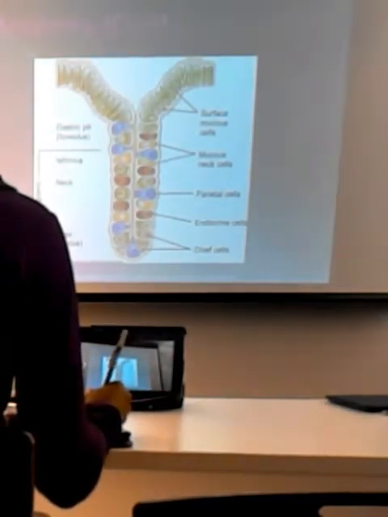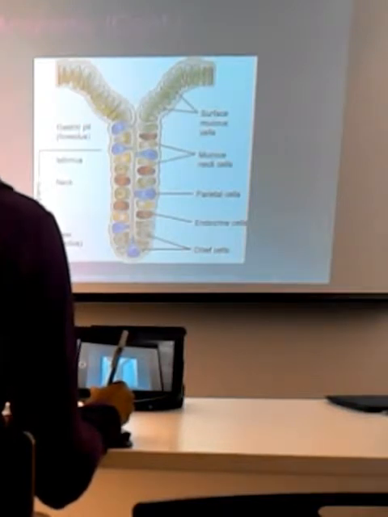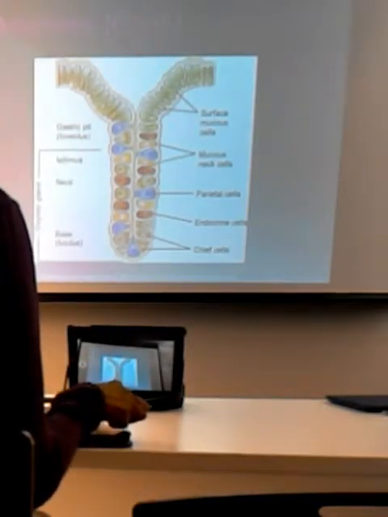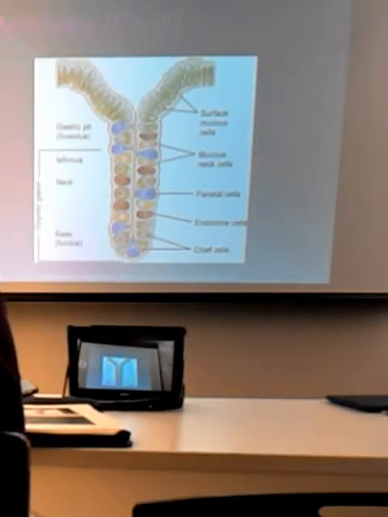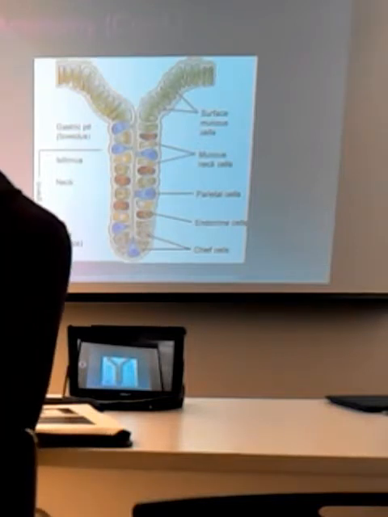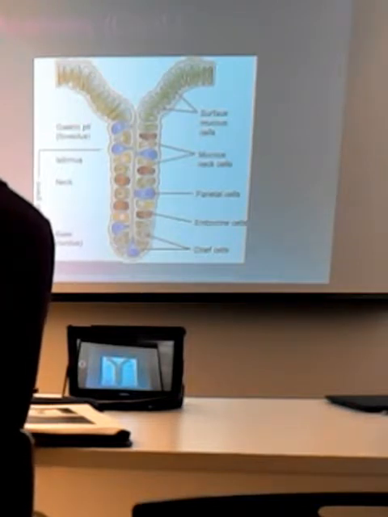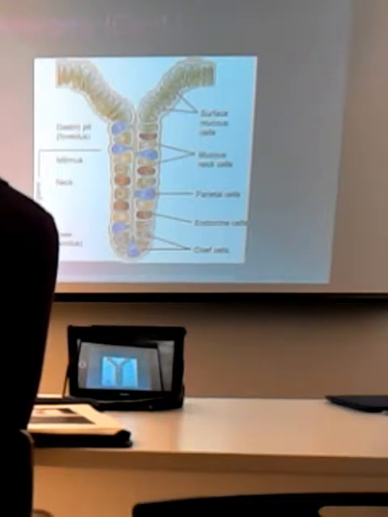So there is the stained glass window picture. Notice, what is the first cell that's closest to the surface? Mucus, right? So mucus gets laid down first before all the other cells release their stuff. Make sense? Okay.